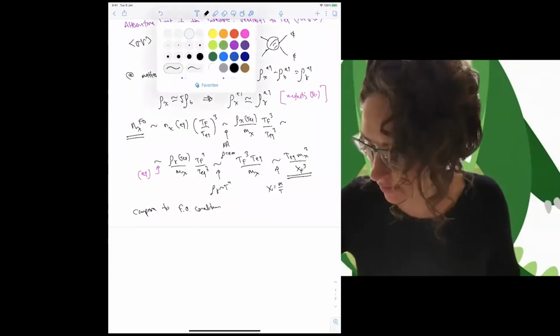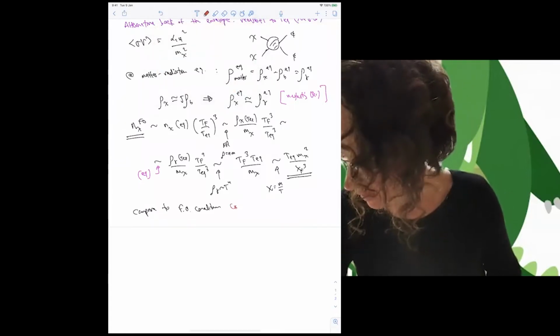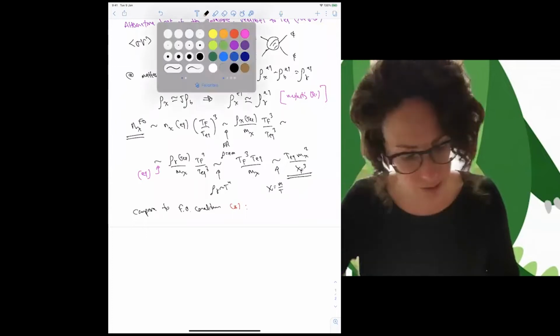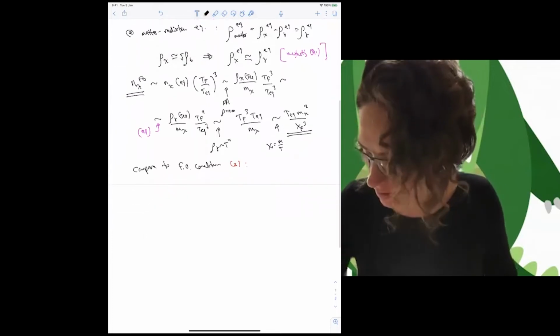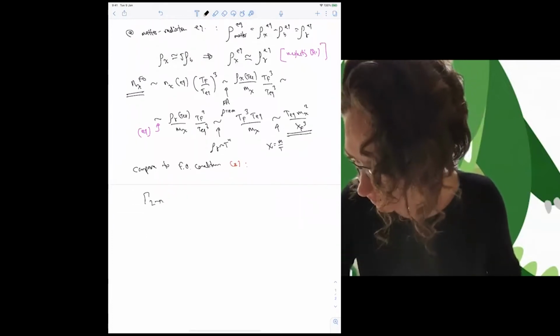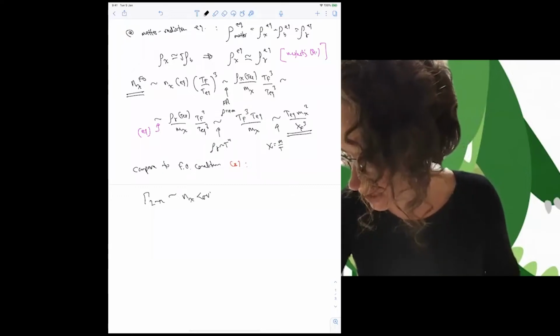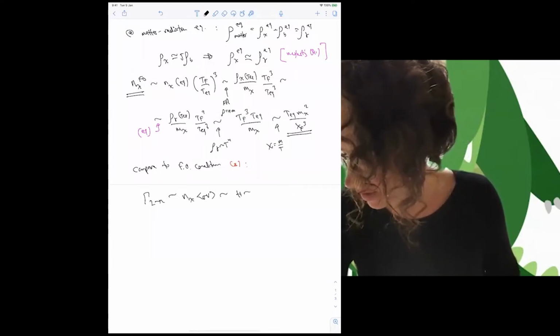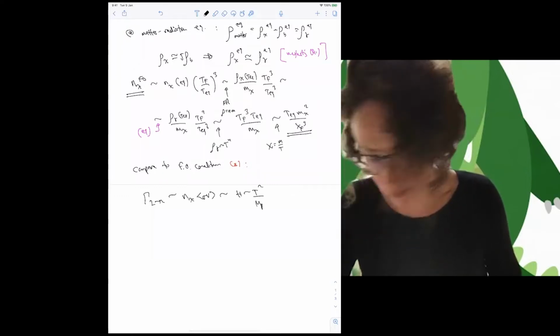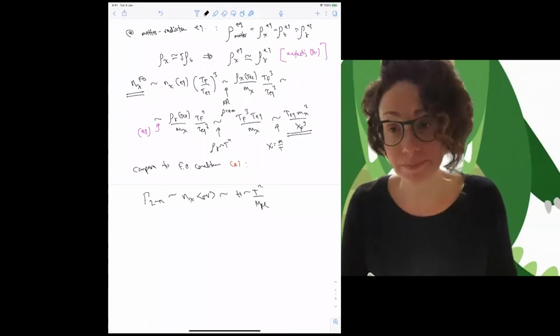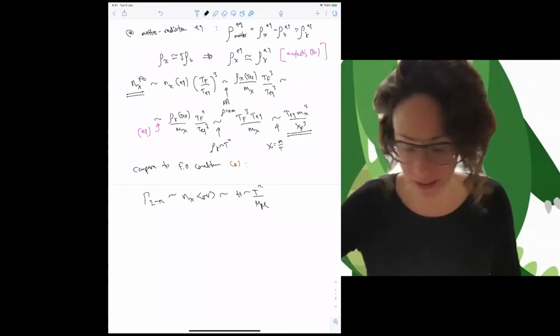And I think yesterday we gave it a name. It was this equation red star, and I'm just going to write it out here as well. So I remind you that what this equation told us is that the 2-to-2 rate, which was n_chi times sigma v, had to be of order Hubble, and Hubble is T squared over m Planck. Okay, so let's write this out now explicitly.